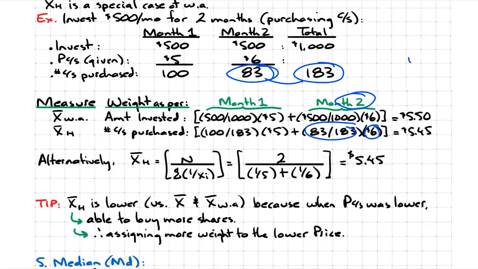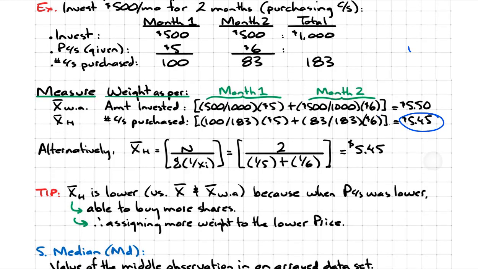And then what was the stock price in month 2? It was $6. So there you have it. And then that's it. And then if you're calculating harmonic mean, your answer would be 545. But now I'm going to show you how you would have got the same answer using that formula.